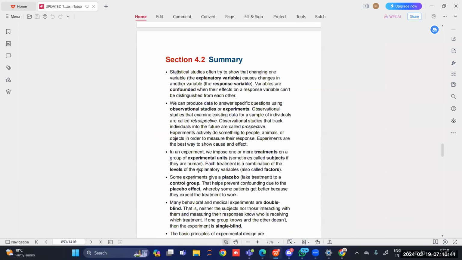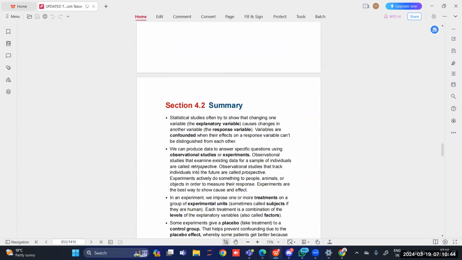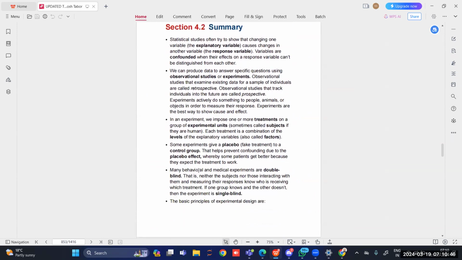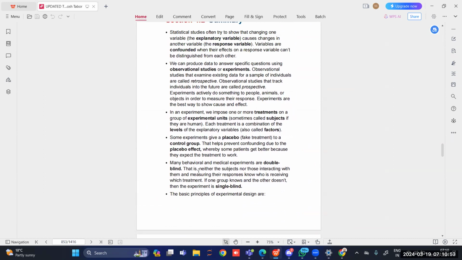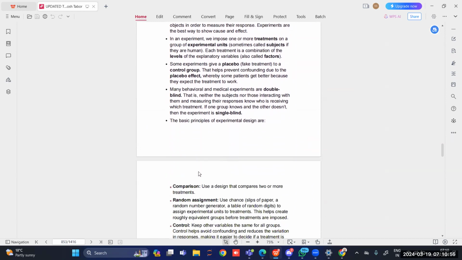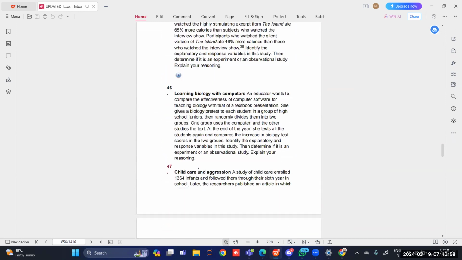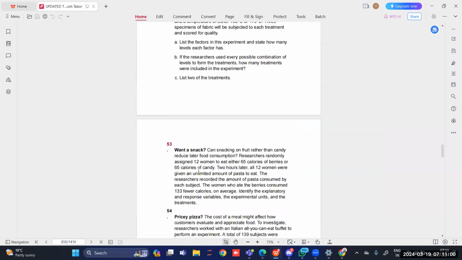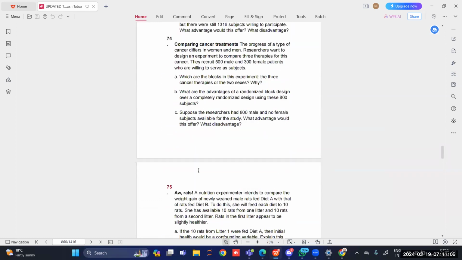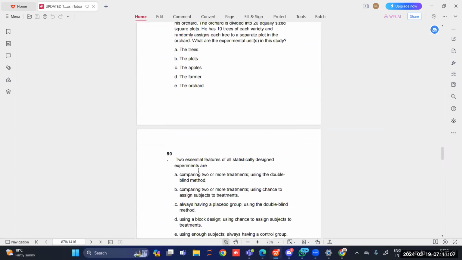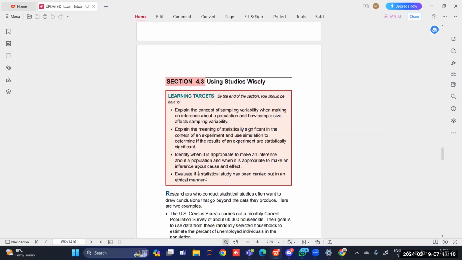Alhamdulillah, we have completed our section 4.2. There is a summary of all the things: explanatory and response variable, observational study and experimental study. Then in experimental study, we learned different terminologies. Now in chapter 4 there is one more section, 4.3. What is it? Using studies wisely. We'll start this tomorrow. Is it clear? Yeah, okay.